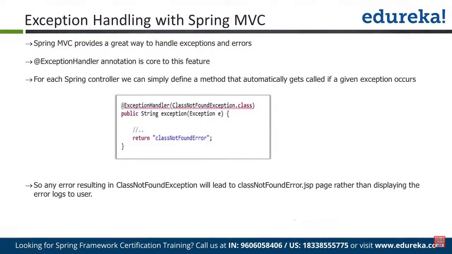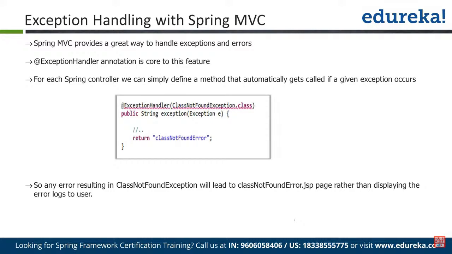So let's move on. Now, even the exception handling, it's not necessary that you always use what is provided by Spring, but Spring gives you the options to do the smallest of things or the biggest of things. For exception handling on a controller layer, Spring provides some annotations which you can use to handle the exception if it is coming on your controller. Spring MVC provides a great way to handle exceptions and errors on your controllers. There is an annotation provided by Spring, that is the annotation @ExceptionHandler, which provides you the core feature. In each Spring controller, we can simply define a method that automatically gets called if any given exception occurs.